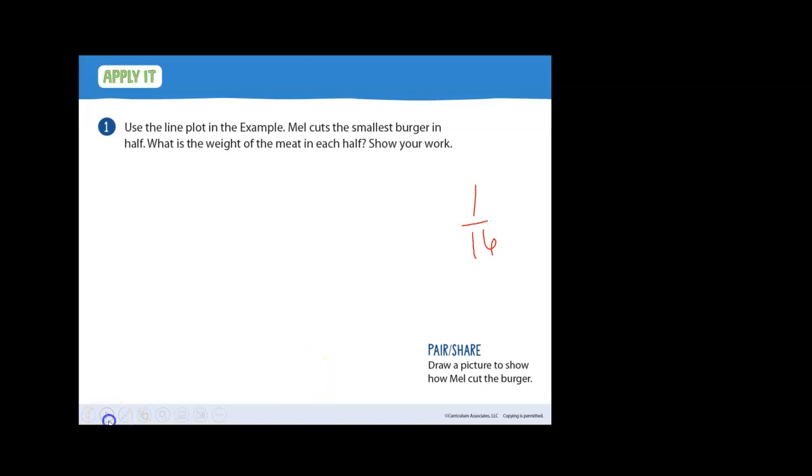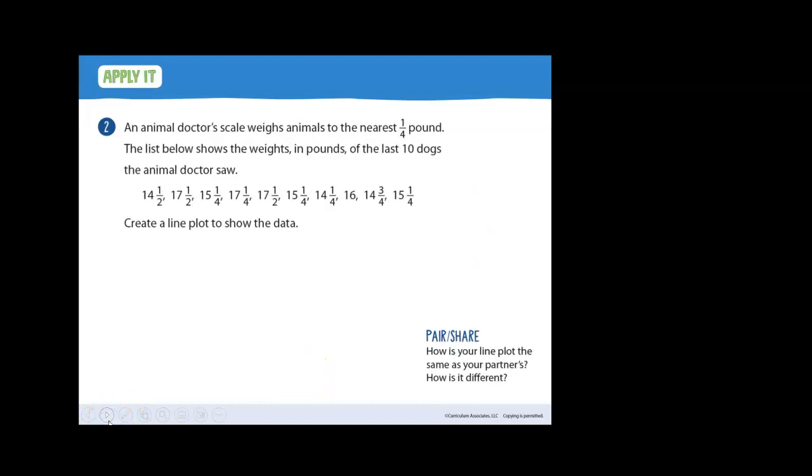All right, let's go ahead and move on. So we have question number 2. An animal doctor scale weighs animals to the nearest 1/4 of a pound. The list below shows the weight in pounds of the last 10 dogs the animal doctor saw. So you're going to create a line plot. Notice it is written in fourths. That is your smallest unit, so you don't have to write this one in eighths. You can write this one in fourths.